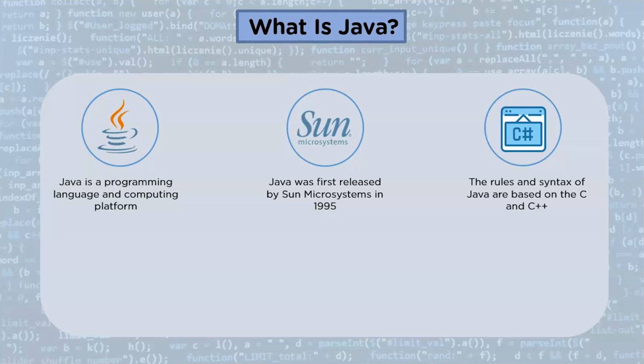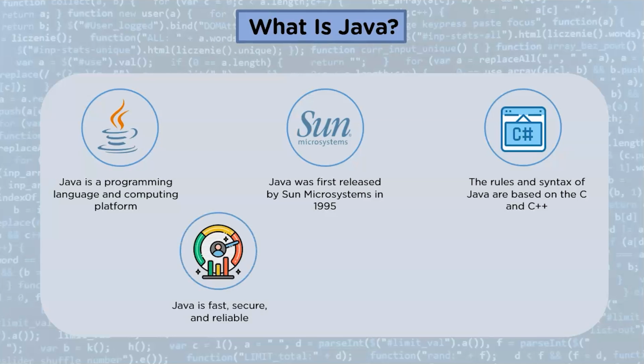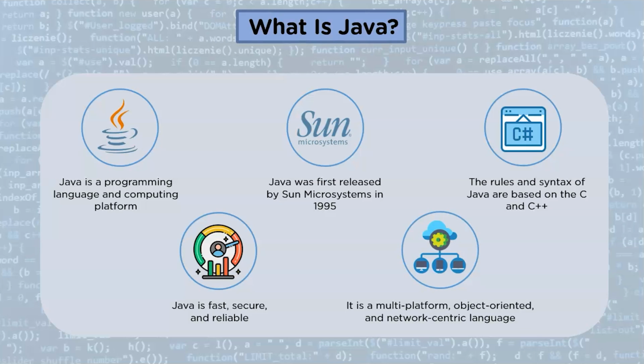Java is an object-oriented programming language that is widely used. Java's principle and syntax are based on C and C++ languages. Java is fast, secure, and reliable. Java may be found everywhere, from laptops to data centers, game consoles to scientific supercomputers, and cell phones to the internet. Java is a multi-platform, object-oriented, and network-centric language. It contains an execution engine, a compiler, and a collection of libraries.